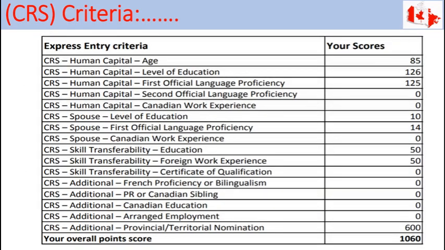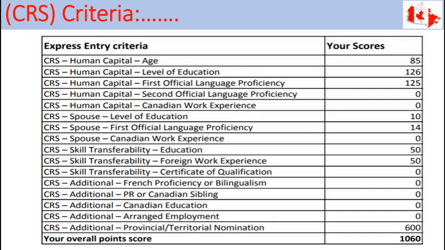Now you can try to put all the scores in one place. For human capital, we got 85. For level of education, we got 126. First official language proficiency, we got 125. Second official language proficiency, French, 0 points. Canadian work experience, 0. After that, level of education of a spouse, 10 points. Spouse first official language proficiency, 14 points. Spouse Canadian work experience, 0 points.